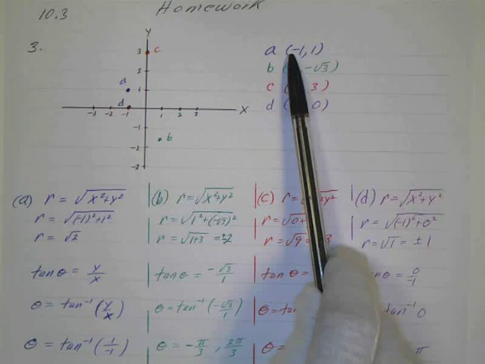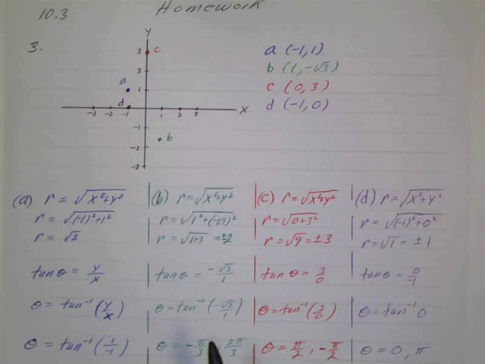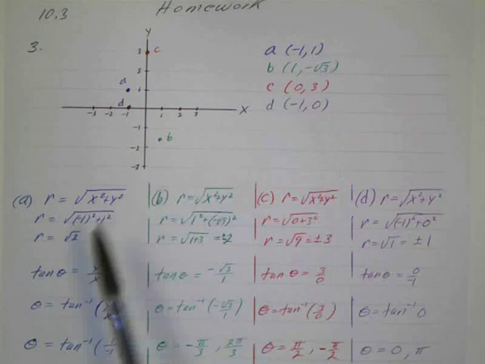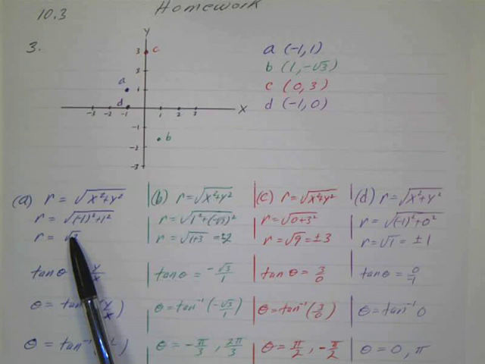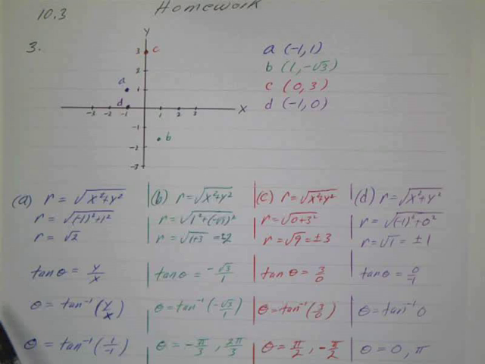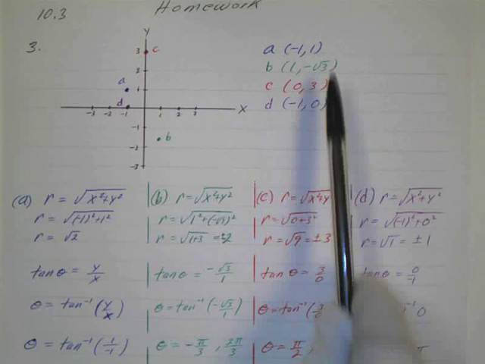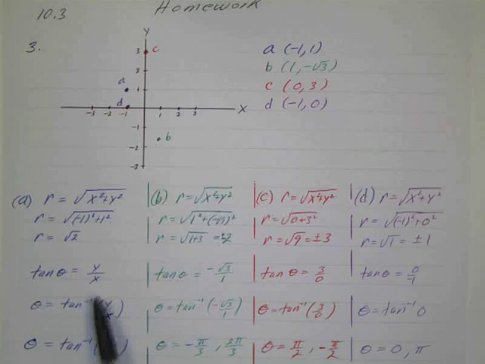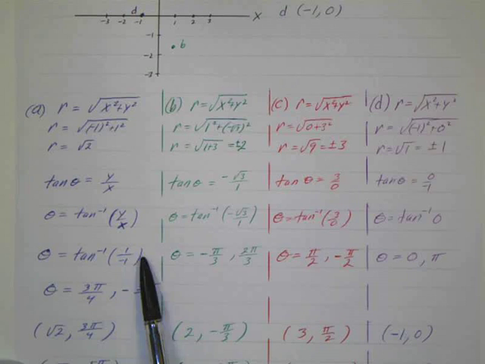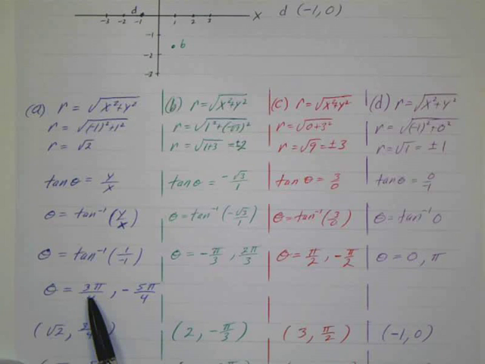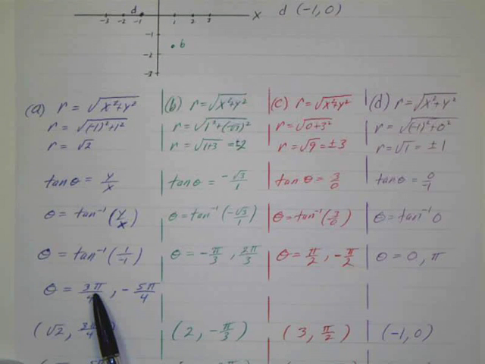So if we look over here, we have negative 1, 1, so negative 1 squared plus 1 squared, that's x squared plus y squared. That's just going to be the square root of 2, so there's your r. And then the tangent of theta equals y over x, so that's going to be 1 over negative 1. Then theta would equal the arctangent of y over x, 1 over negative 1, which is just negative 1. So the tangent is negative 1 when theta is in the second quadrant.